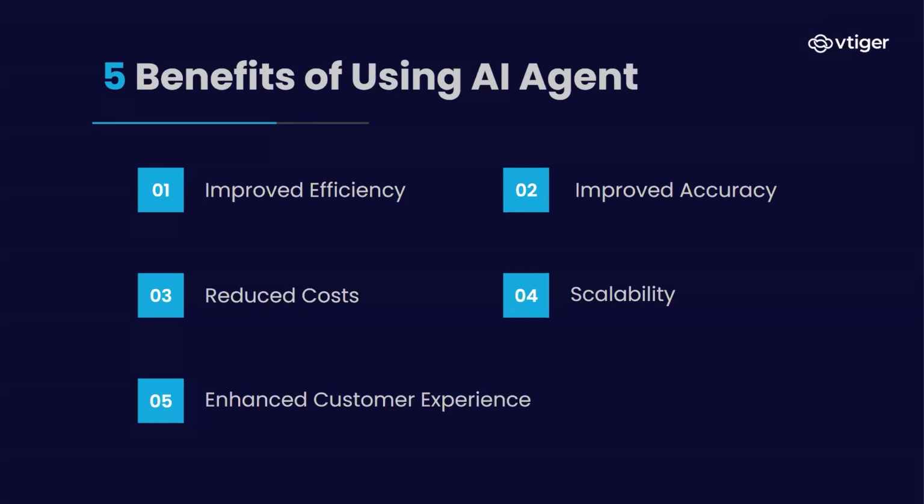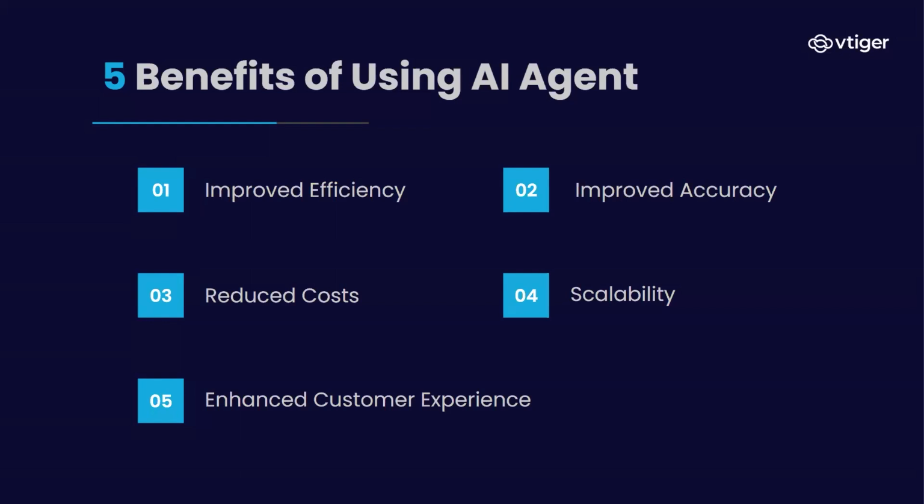Number 3, we have reduced costs. AI agents can automate processes. They also help to reduce errors. They accomplish tasks and provide real-time data insights. This can lead to significant cost savings. We have scalability. AI agents can handle increasing workloads. They can adapt to changing needs without requiring additional resources. This helps make them highly scalable. And then lastly, we have enhanced customer experience. AI agents can provide 24/7 support, personalized interactions, and anticipate customer needs, leading ultimately to higher customer satisfaction.